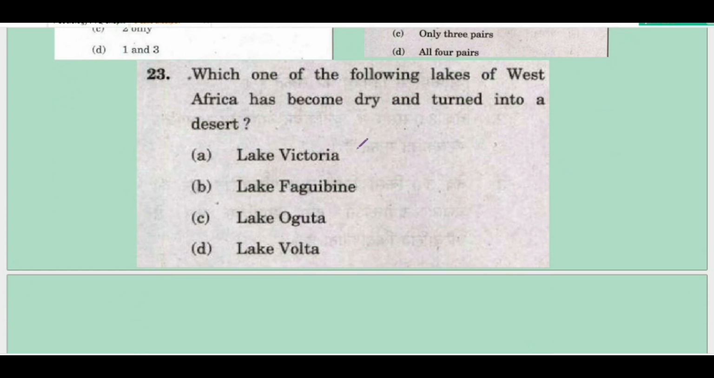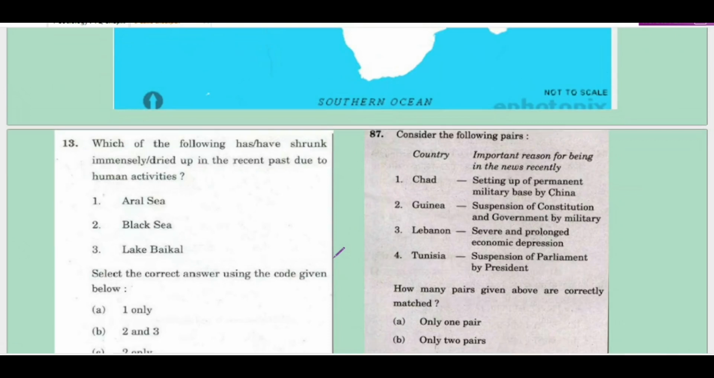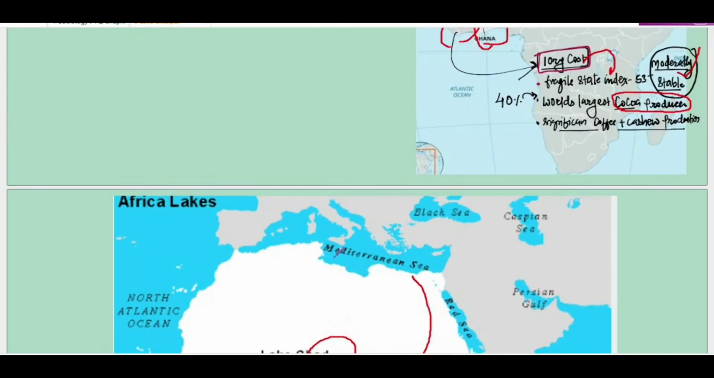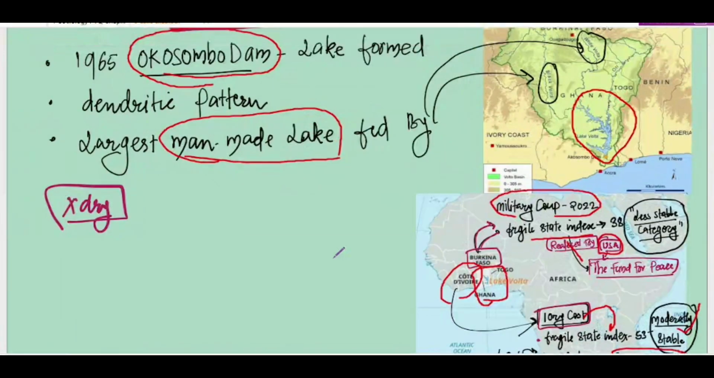Now we talk about Lake Victoria, and other lakes, and Lake Volta. So in this lecture we covered the most important lakes of Africa, so that you should have knowledge about which lakes are drying fast, which lakes are facing an environmental crisis, which lakes are facing a humanitarian crisis, right? So from that perspective this lecture becomes important.